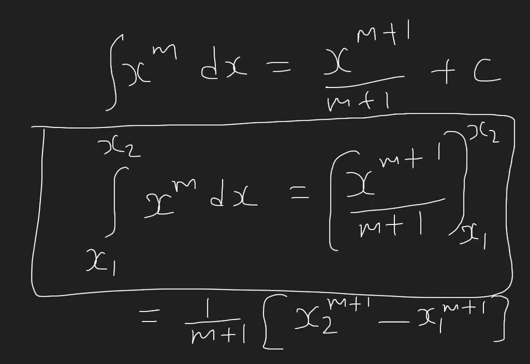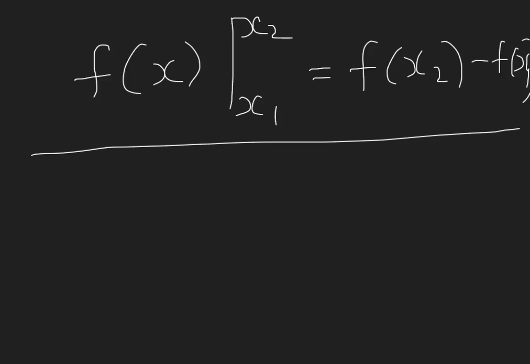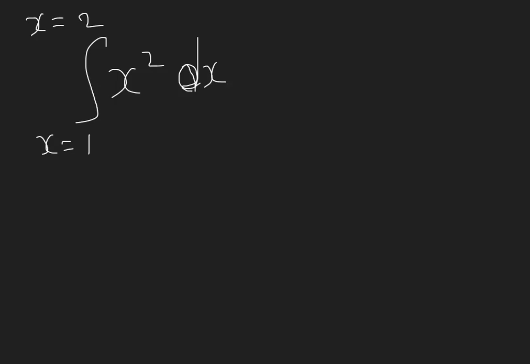I hope you are clear with how to apply the limits. First substitute the upper limit in the function, then the lower limit in the function. A small example I will take. Let me take integral x squared dx. Lower limit, let me take not 0, let me take 1. Lower limit is 1, upper limit is 2. These are the limits, that is, it starts from x equal to 1 and ends at x equal to 2.